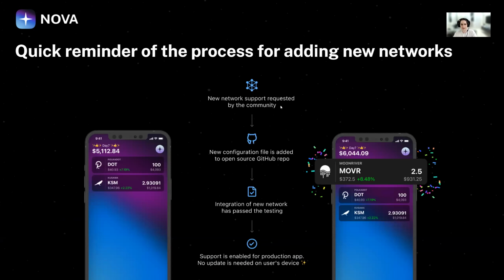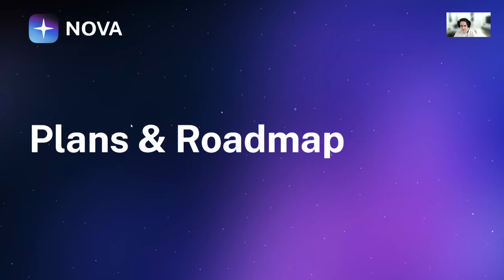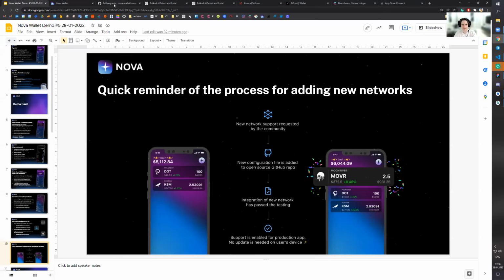And let's just add them. So, a quick reminder how it goes. We will just update our configuration in the open source GitHub repository. And after several minutes, usually less than 5, once the configuration on GitHub is updated, the Nova Wallet will be able to fetch this information live and apply it to your app. So let's do this.